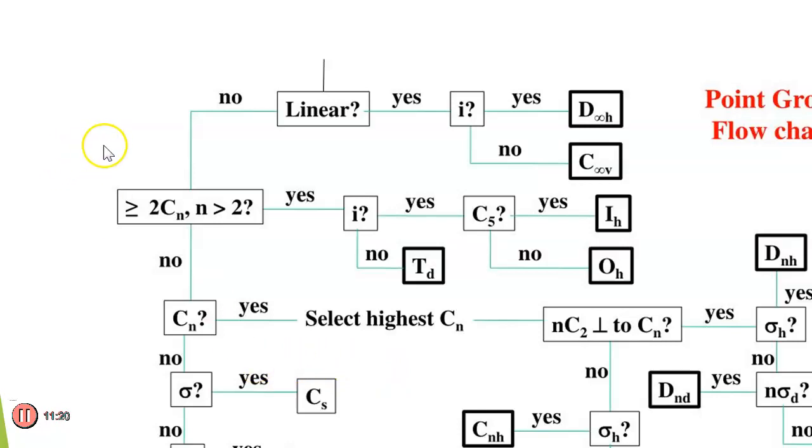And if it does not contain a principal axis with n greater than 2, check whether it contains Cn. If it does not contain any rotation axis, then check whether it contains any sigma planes or reflection planes. If it contains a reflection plane, then the point group will be Cs, and if it does not contain any, then check whether it contains a center of inversion I. If the answer is yes, then the point group will be Ci. If the answer is no, then the point group will be C1.